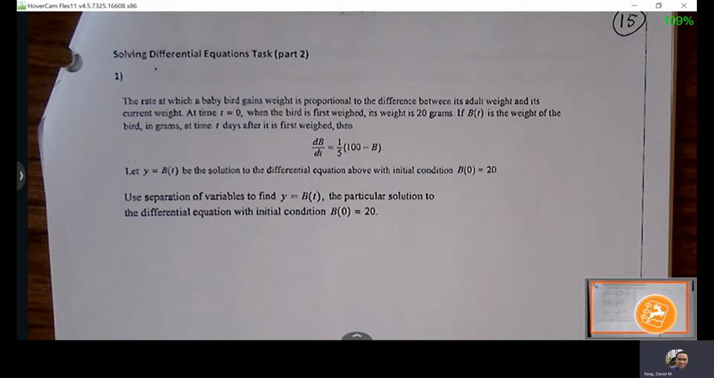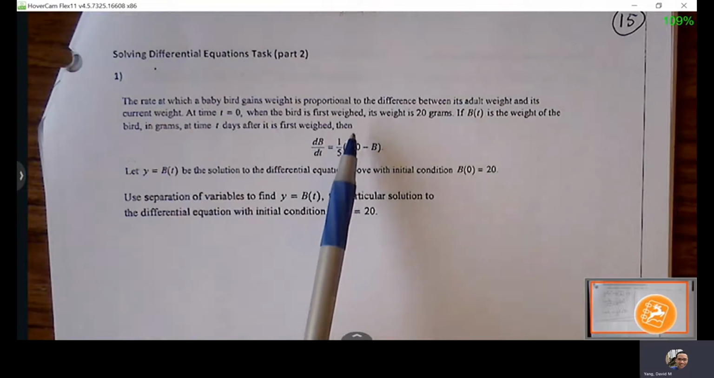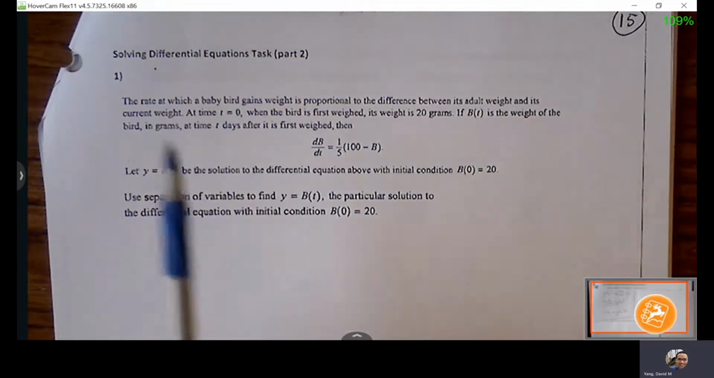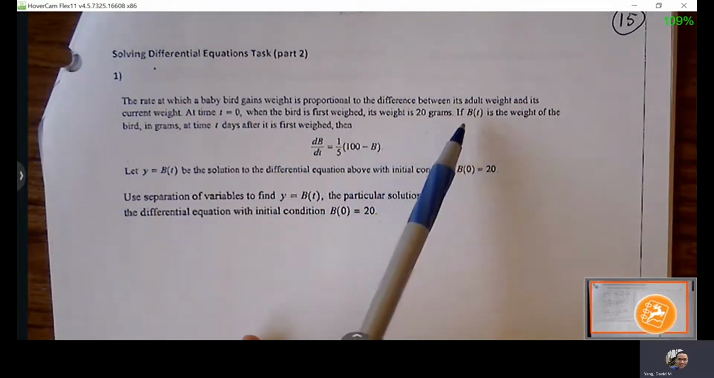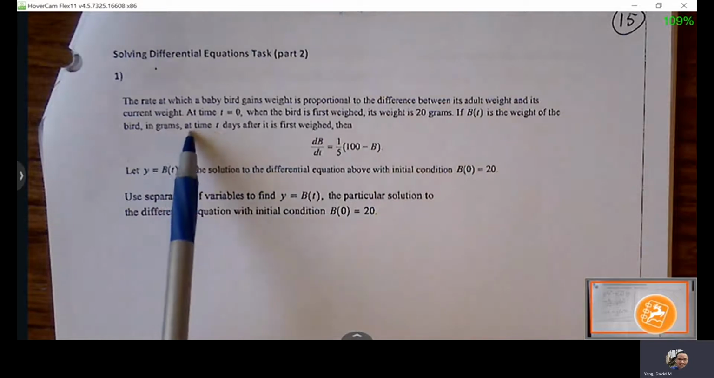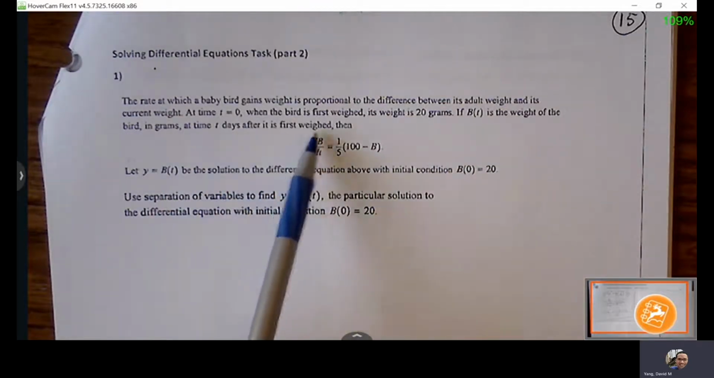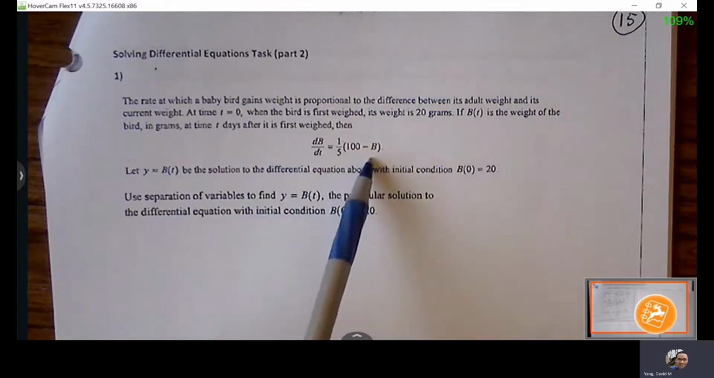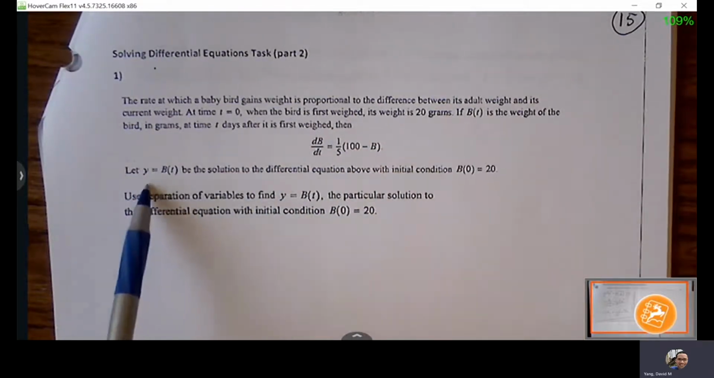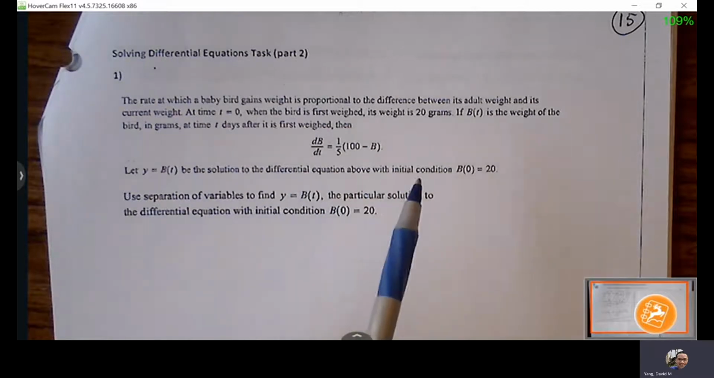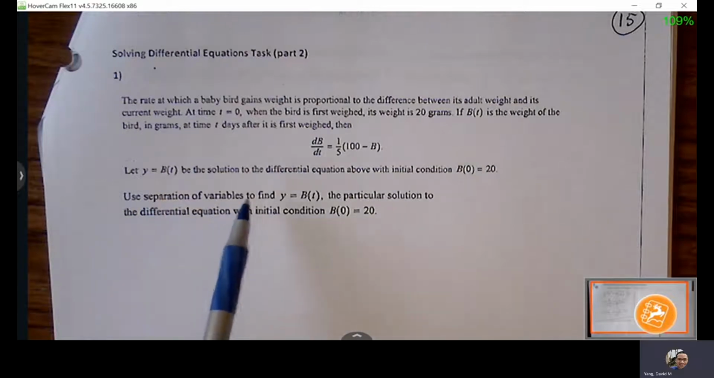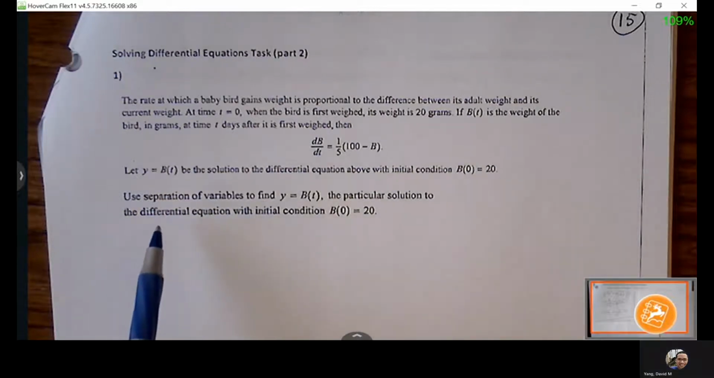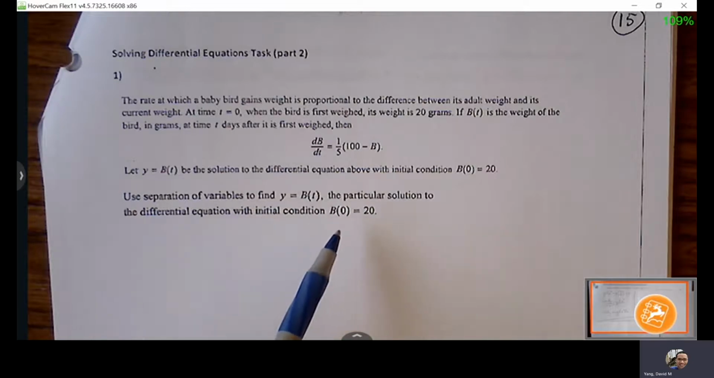Okay, so let's read through the problem here. The rate at which a baby bird gains weight is proportional to the difference between its adult weight and its current weight. At time t equals 0, when the bird is first weighed, its weight is 20 grams. If b of t is the weight of the bird in grams at time t days after it's first weighed, then db over dt is equal to what was given here. Let y equals b of t be the solution to the differential equation above with its initial condition b of 0 equals 20. Use separation of variables to find y equals b of t, the particular solution to the differential equation with this initial condition b of 0 equals 20.